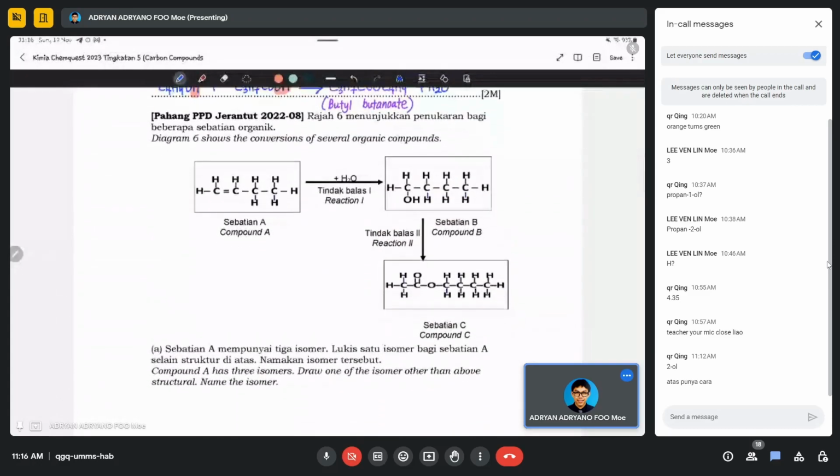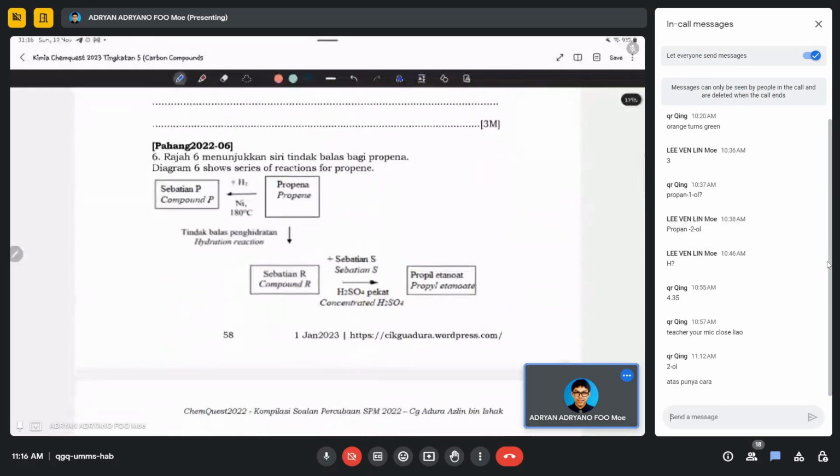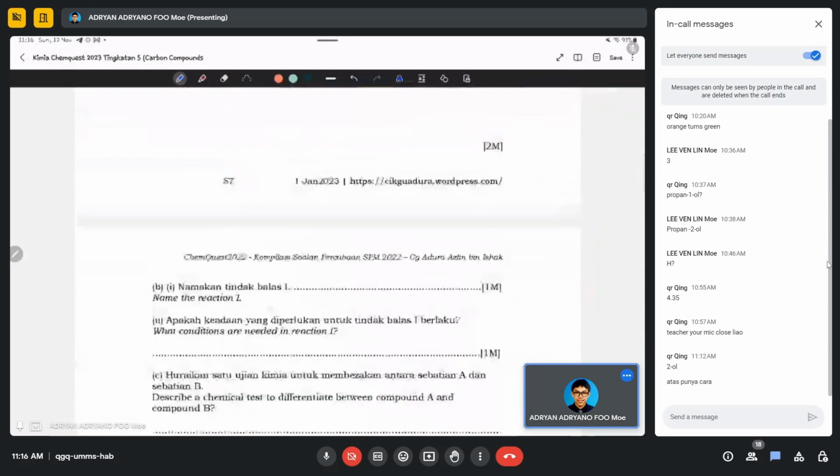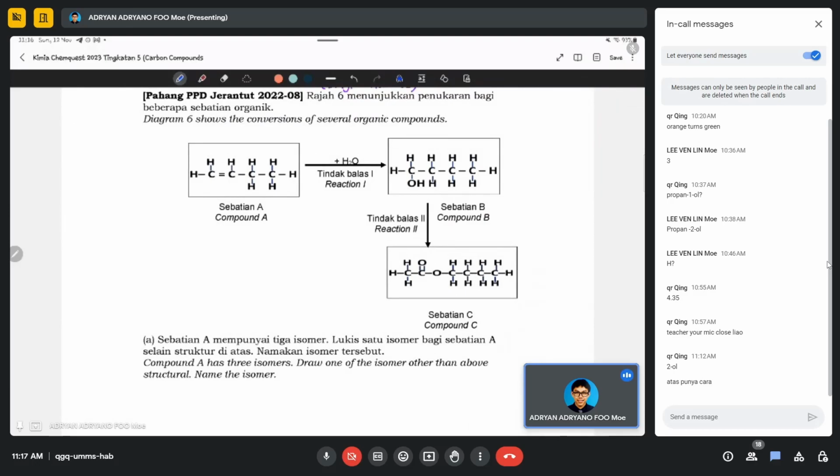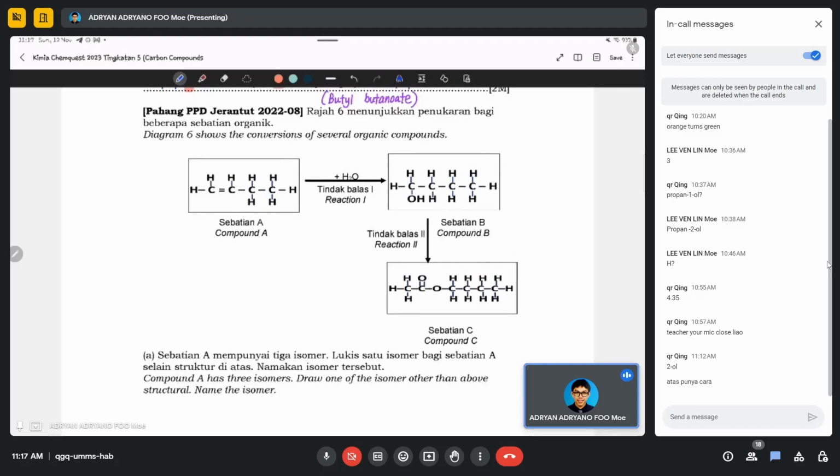Let's do one more question, then we go to the essay. It shows the conversion of several organic compounds. I hope so far it's okay. Let's not look at the question first, we just look at the diagram and understand it. What do we mean by understand? Double bond, OH, COO. See? COO.